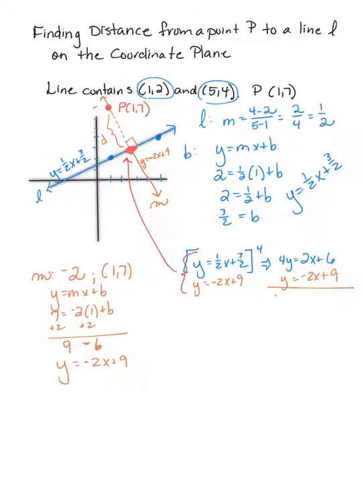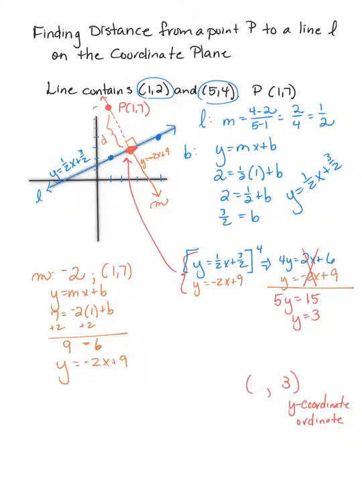When I work that out, I'll have 5y equals 15, or y is 3. So I know the y-coordinate of my new point is 3. That's called the ordinate, the y-coordinate. The y-coordinate has a fancy name of ordinate.